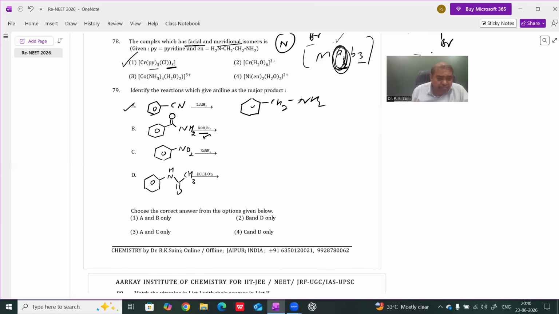In case of amide, aliphatic or aromatic, when treated with Br2 and KOH, the reaction is known as Hofmann degradation, and the CO group is eliminated. Finally, the CO group is eliminated and the product is a primary amine or aniline.